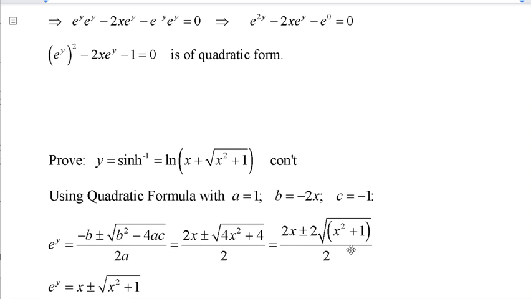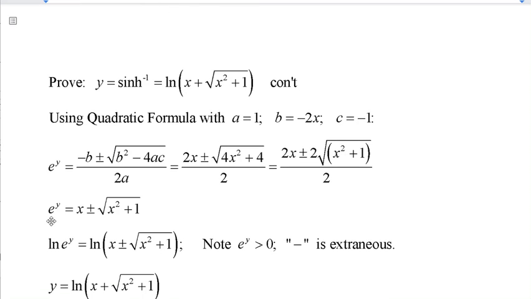And now we divide everything by 2. So divide 2x by 2, we get x. Divide this term by 2, we get the square root of x squared plus 1. And then divide this by 2 and we get 1. And so we end up with e to the y is x plus or minus the square root of x squared plus 1.